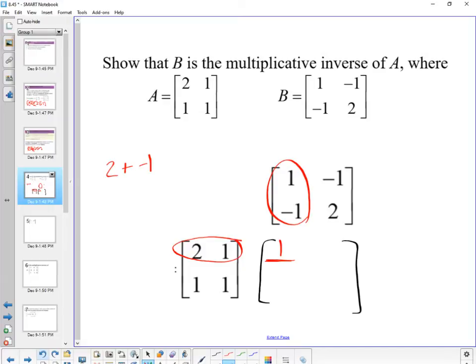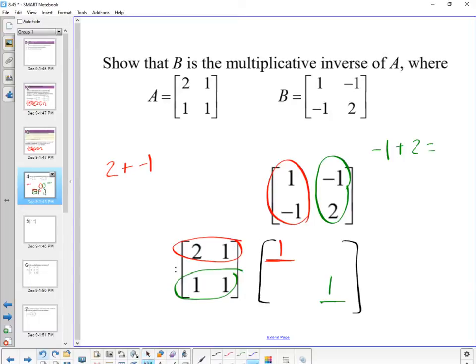Okay. Let me do this one. I'm going to jump around for you, okay? This is the second row, second column, right? So I'm going to take the second row, second column. That's negative 1 plus 2. How much is that? That's 1.